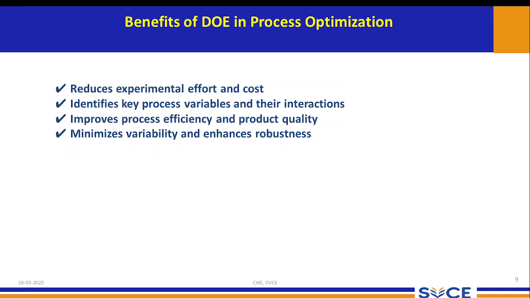And the third point is to improve the process efficiency and product quality. Obviously the response is supposed to be higher, in our case in terms of yield or efficiency. When you conduct the experiments and find the optimized point, we can fix which independent variable gives a higher dependent variable. So it improves the process efficiency and product quality, minimizes the variability and enhances the robustness. These are the benefits of DOE.